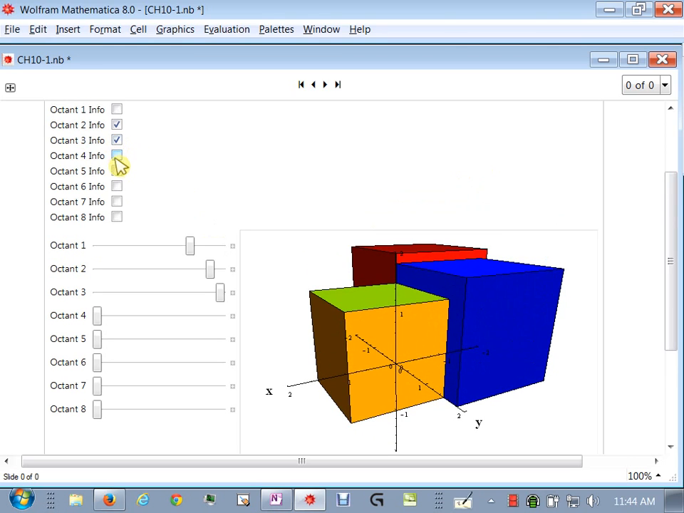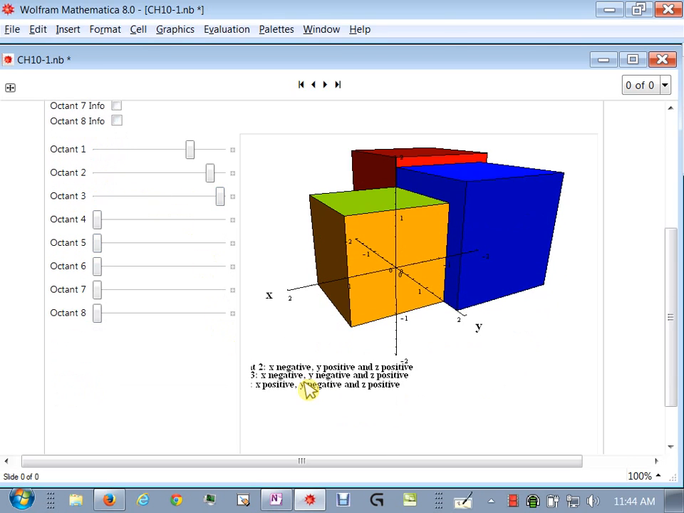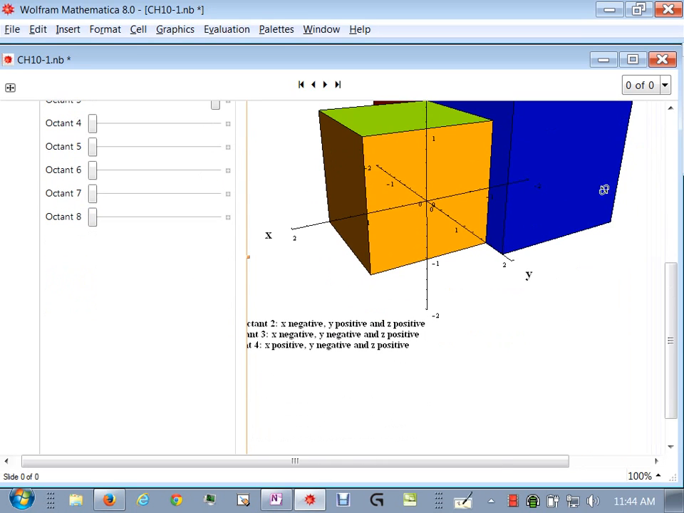Yep. I'll put these here. Ooh, they're not coming out very good there. You're supposed to be able to see those down there.